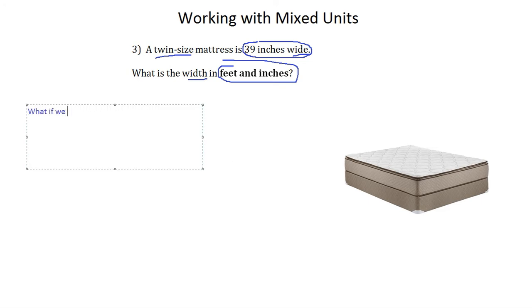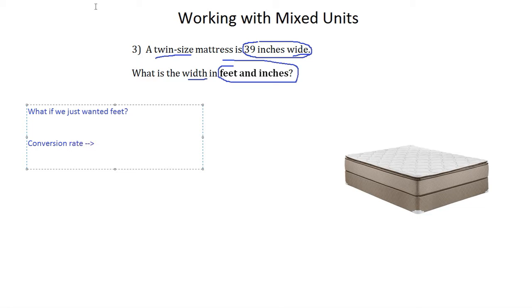So what if we just wanted feet? We're probably going to get a decimal here, but let's try this out and just find how many feet that is. 39 inches, how many feet is that? Again, we'll come back, we want feet and inches, but let's start with just feet. So this is a basic conversion.